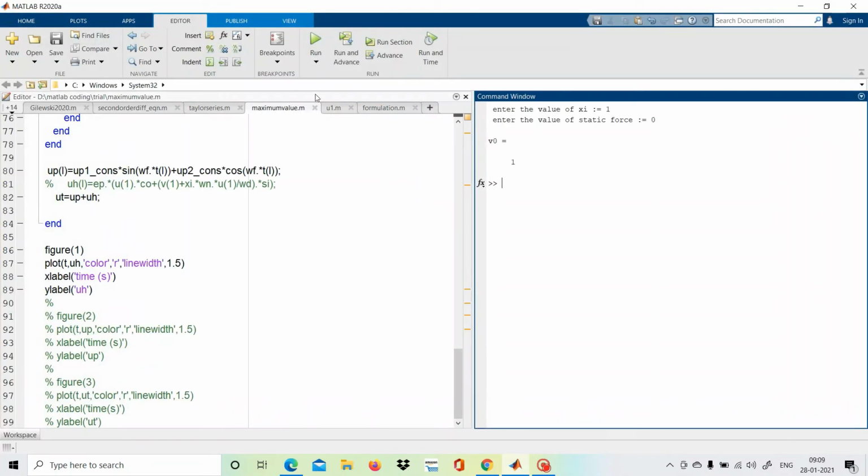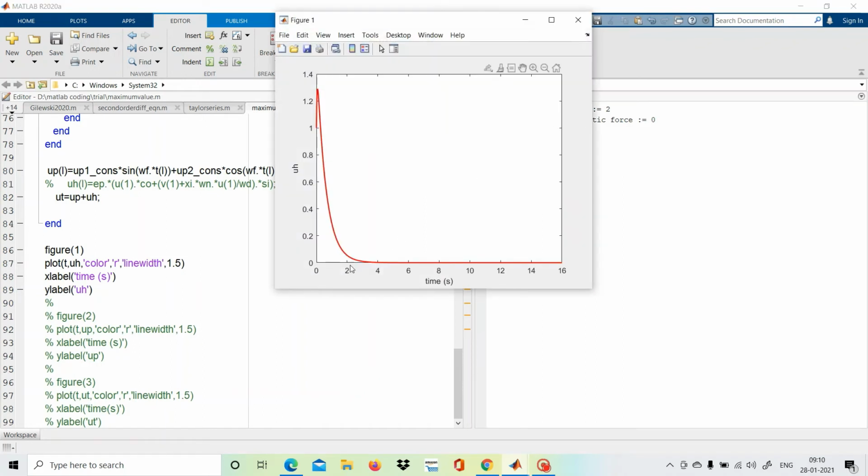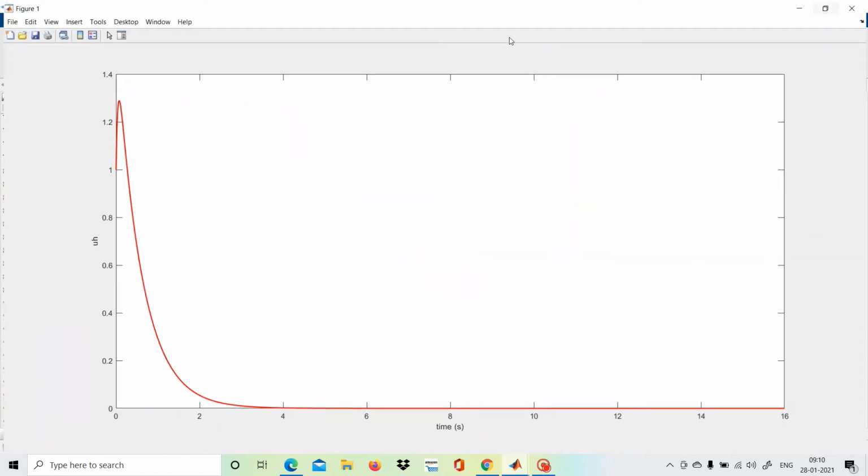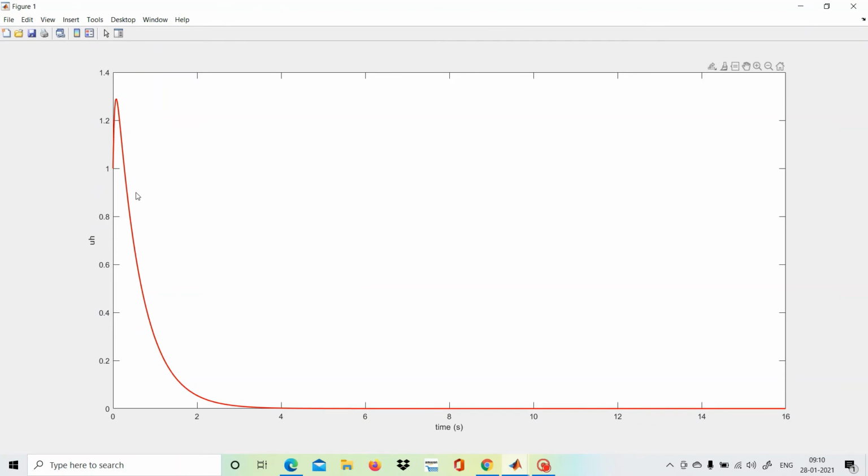Now we will see the third case, where xi is greater than 1. So we can put the value as 2. Let's see. Now we can see that after 2 it is getting diminished. Okay, so this is the overdamped case here.